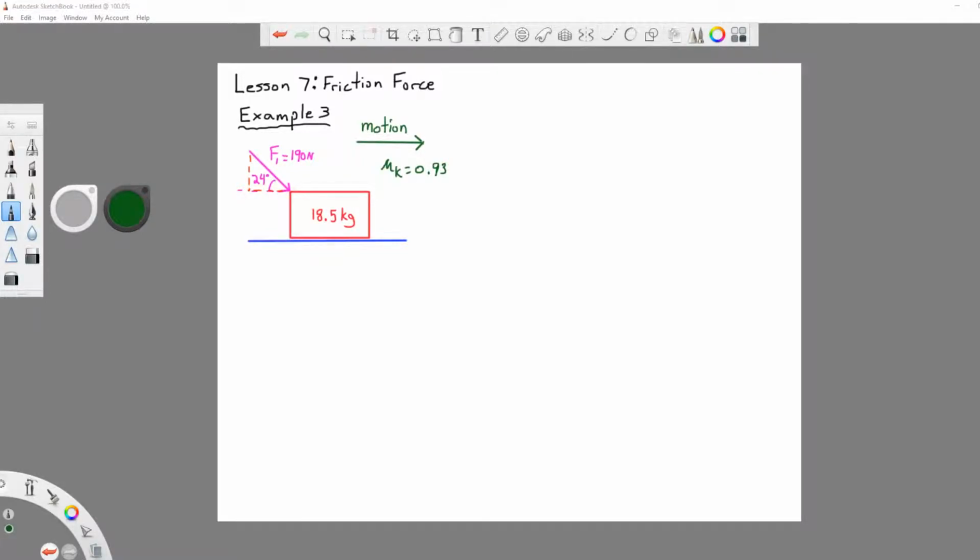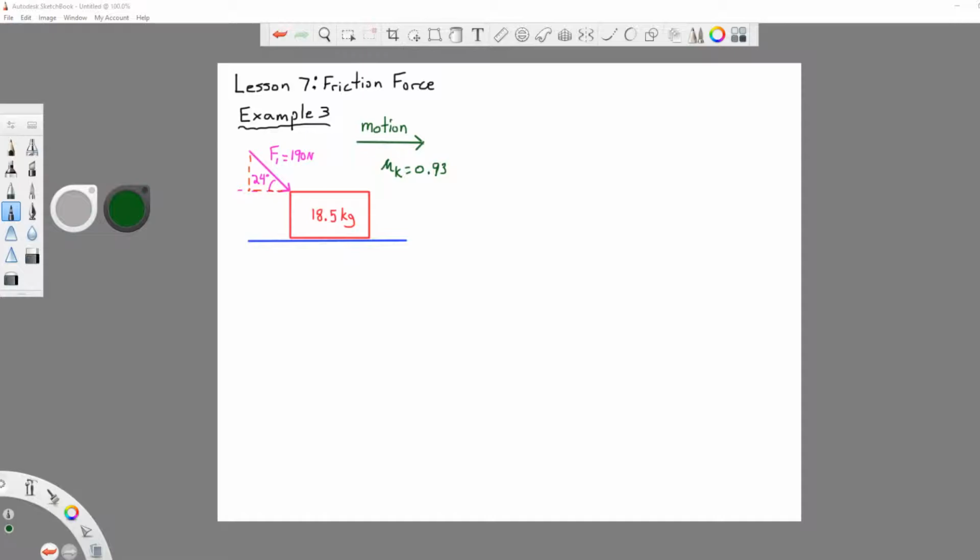Alright, and welcome to Unit 3, Lesson 7 on friction force. This video we will go over example number 3, which is the last of the examples in the friction force topic. This problem has an applied force pushing down at an angle. Truth be said, this is a little bit of a longer problem, so just prepare for a longer, more complicated solve.